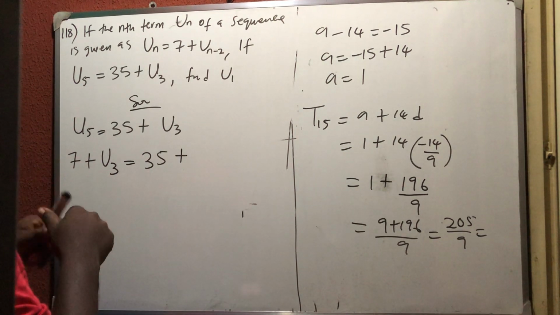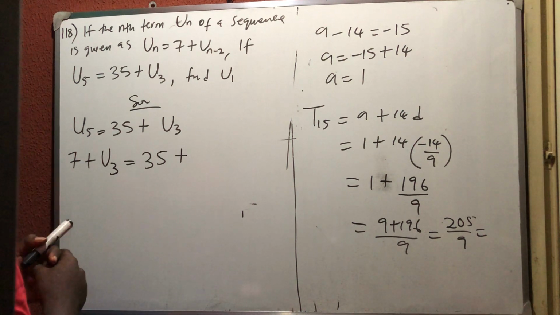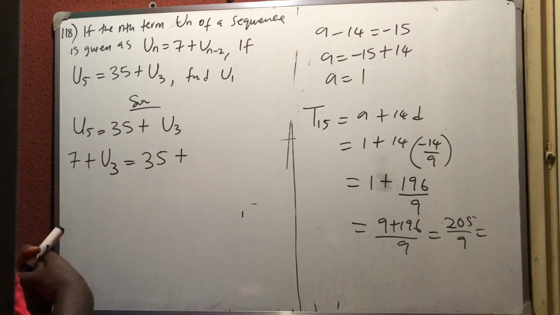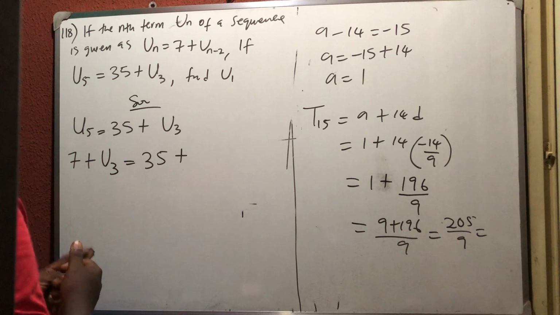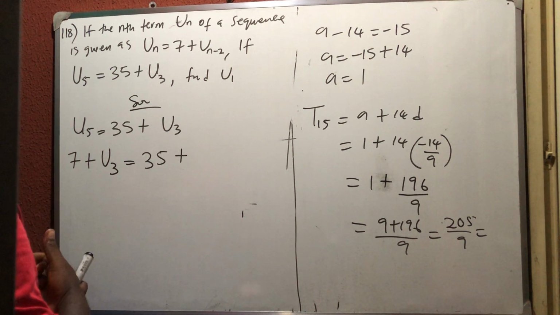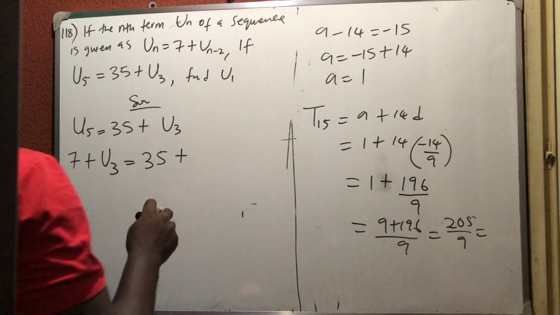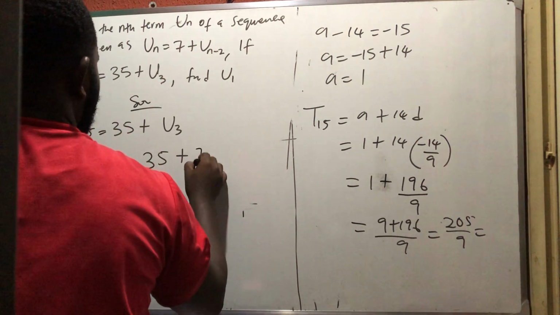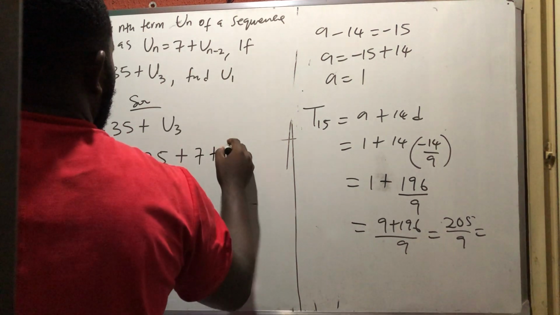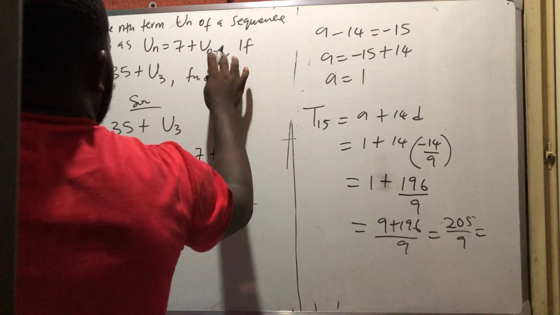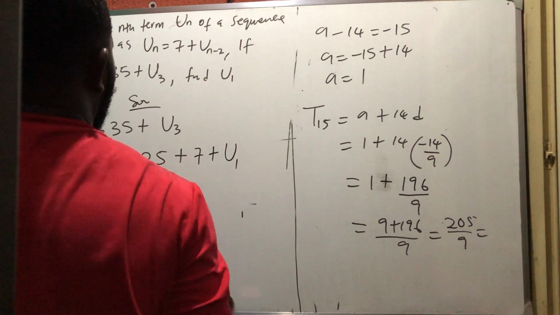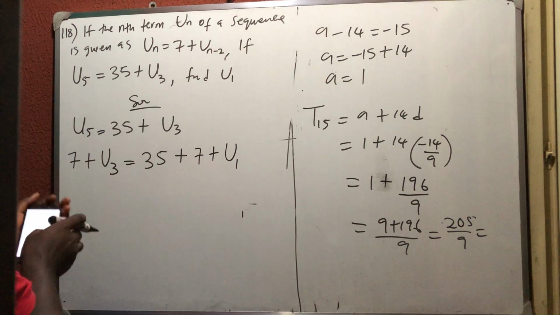35 plus u3. There is a mistake somewhere. 35 plus u3. And what is u3? If you put what is u3, my u3 is what? 7 plus u3 minus 2, u1. So what is now my answer?